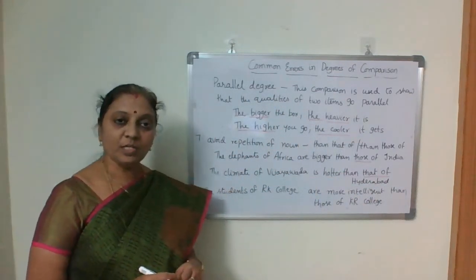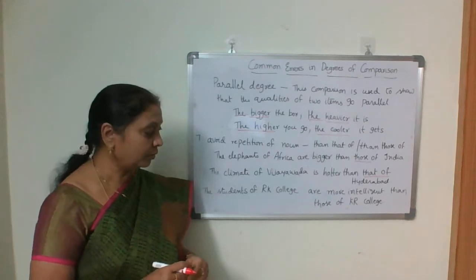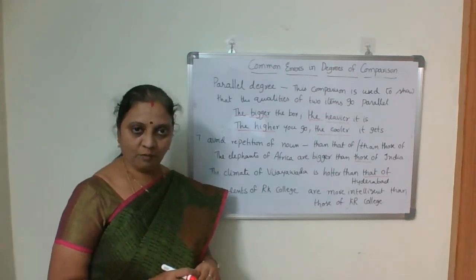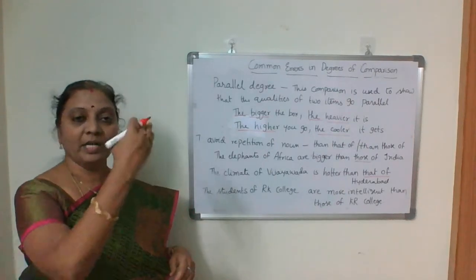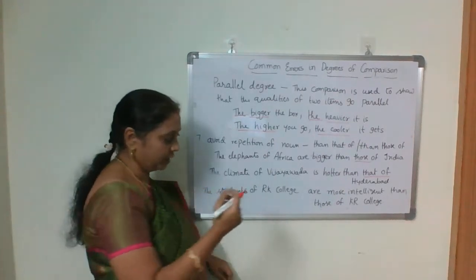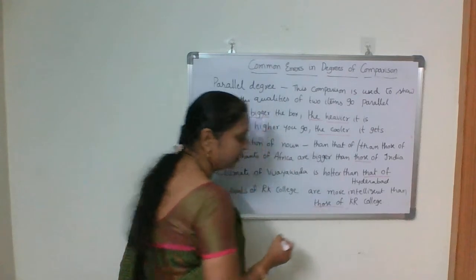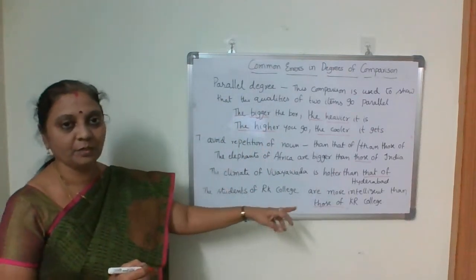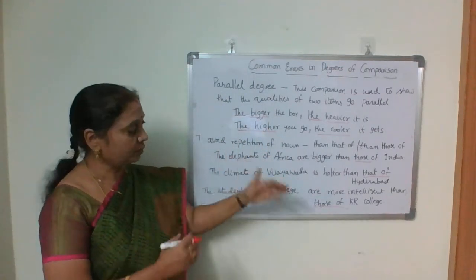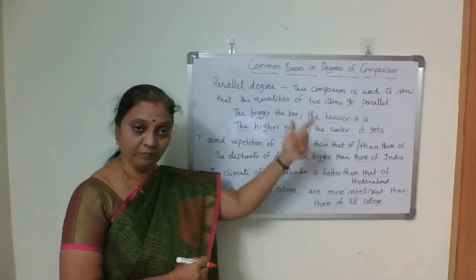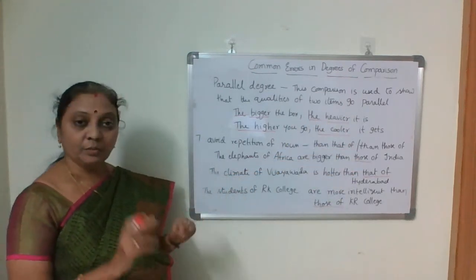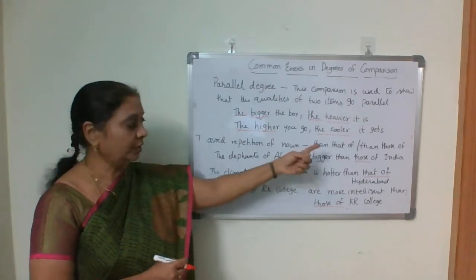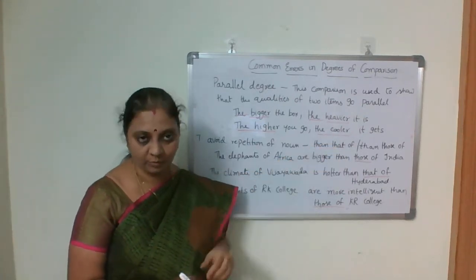Similarly, the students of RK College are more intelligent than those of KR College. More intelligent than those of. Instead of saying again than the students of KR College, you are using than those of. So than that of and than those of: one is singular, the other one plural. To avoid repetition, we are using than that of, than those of.